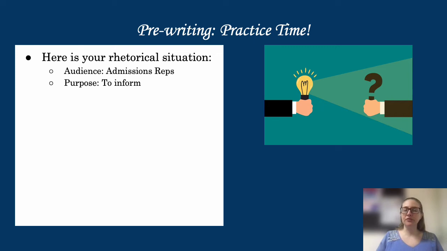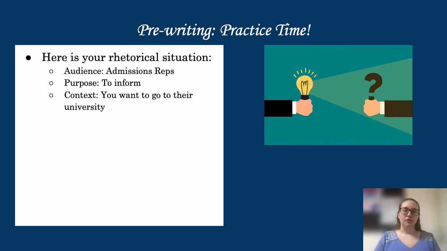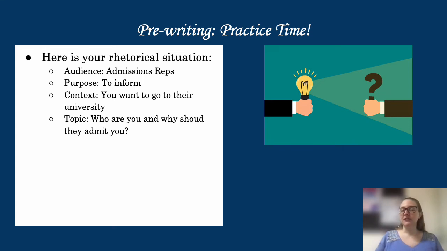Your purpose is to inform them all about you and maybe also to persuade them: why are you a good bet? Why should they choose you? Your context, obviously, you want to go to their university. That's why we're doing this, why we're going through this process, why we're writing this essay. We want to be a part of their university. And your topic: who are you and why should they admit you? Even if you're writing a Common App essay that is story-based, this is still what you have to show them. Who are you and why should they admit you?